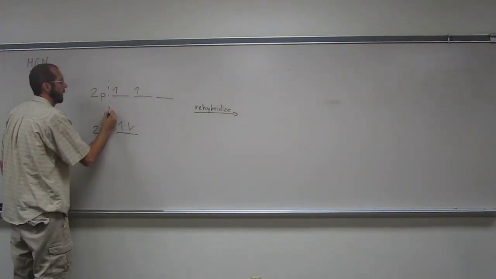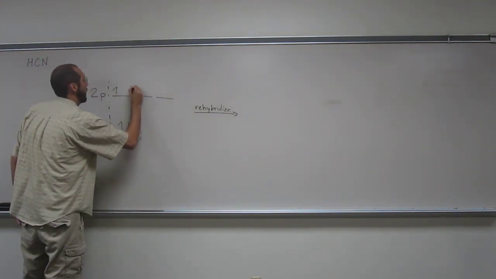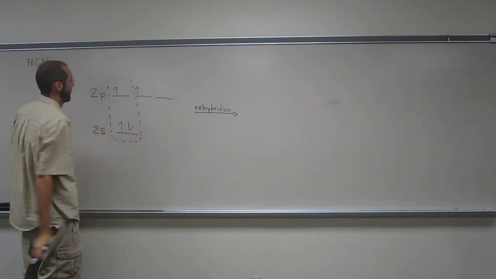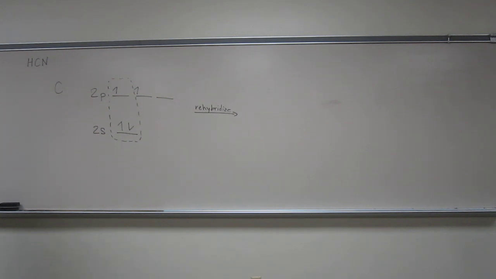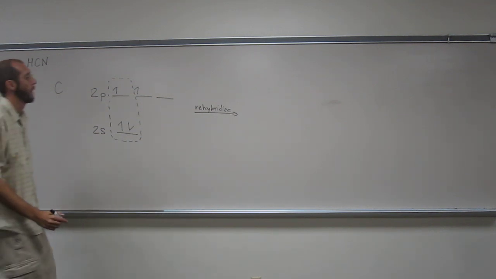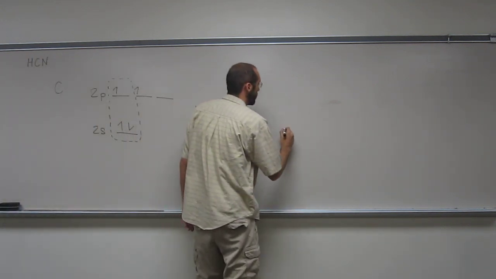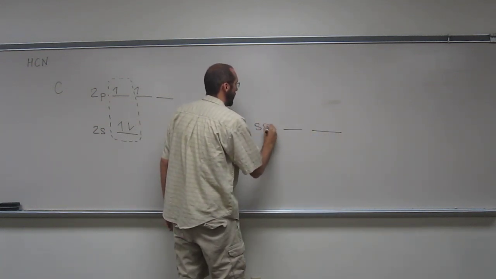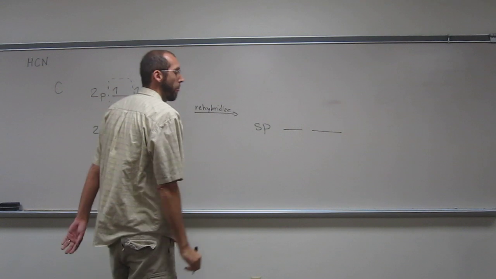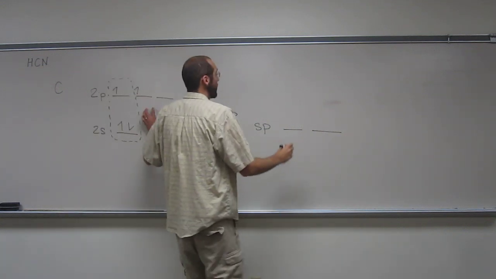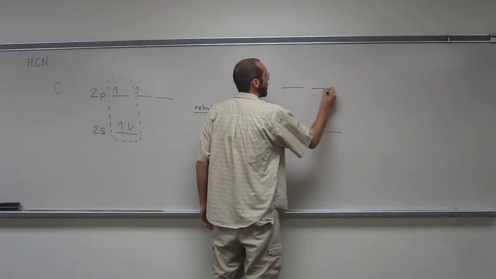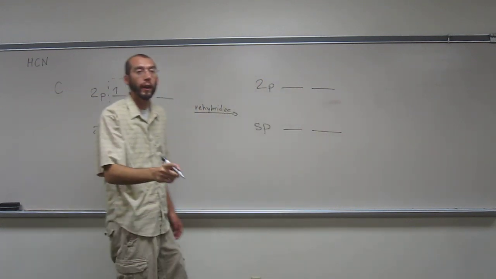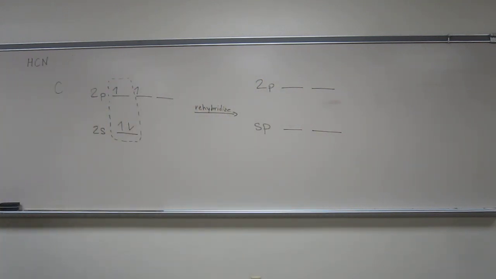Taking this S and this P orbital. Okay. So what is it going to make? Guys, two SPs, right? And it's still going to have those two 2P's. You know that already.